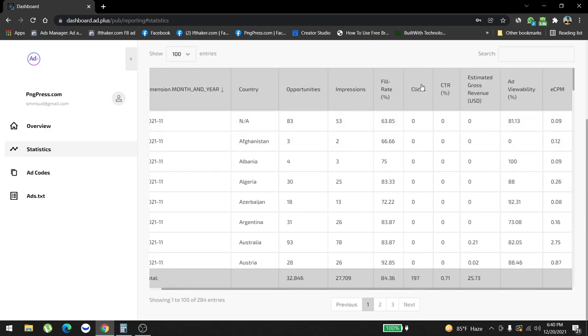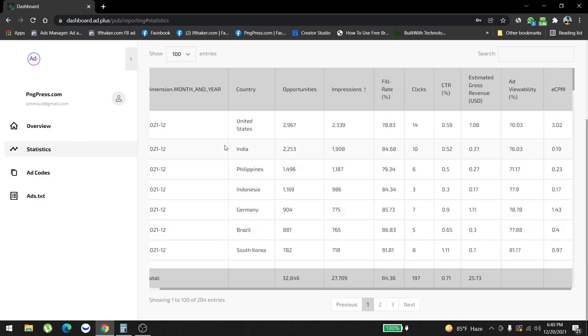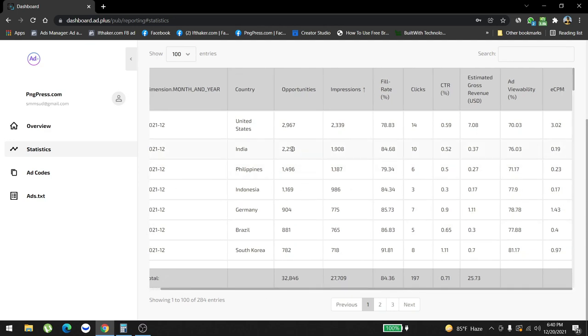So let's go to the highest impressions. Our highest impression country is the United States, the first one, and the second one is India. By the way, all of this traffic is coming from Facebook, so all the traffic is valid and it's real people. The first country is the United States, impressions are 2,333, fill rate is 78%. So the fill rate is a little bit low for the US; for AdSense we get around 100% fill rate. The clicks are 14 and we made around $7.08.